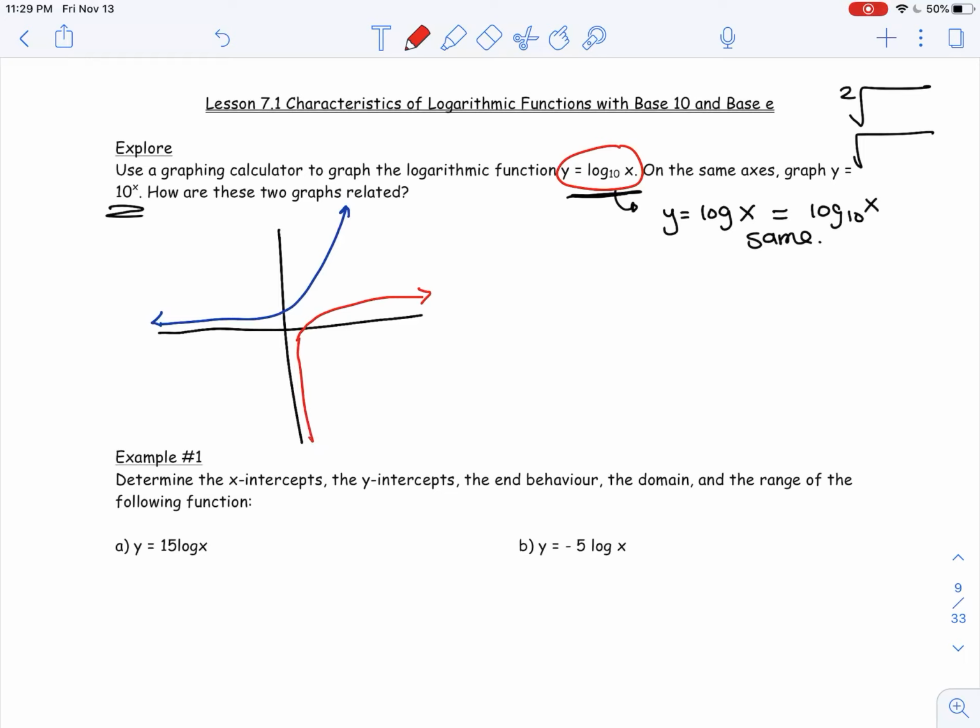What you need to do with all logarithms is extend the line, because they should look the same, but just flips of each other. So if I were to flip it along this line here, this diagonal line, they should look like mirror images. So reflections of each other. So how are they related? They are mirror images of each other.